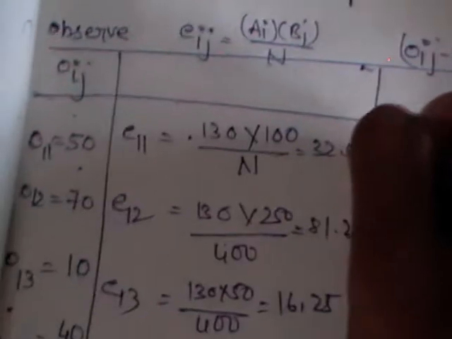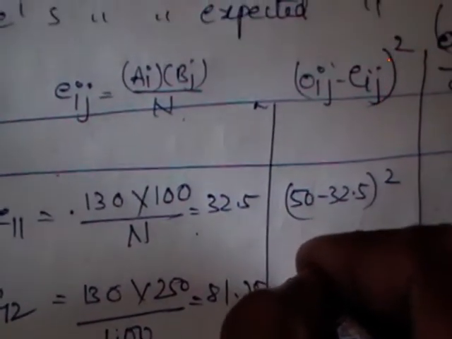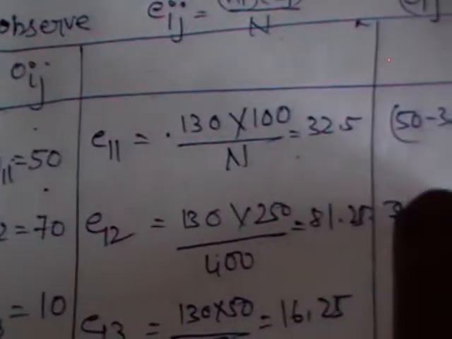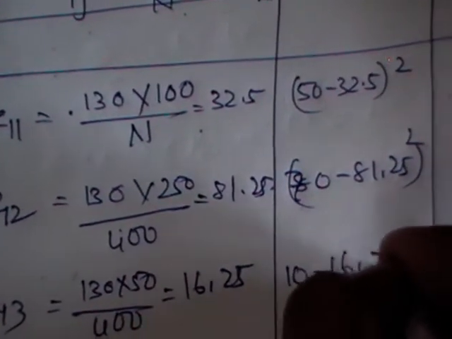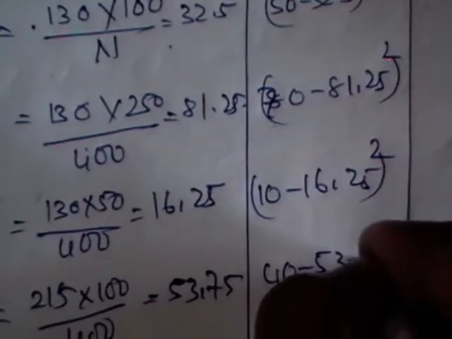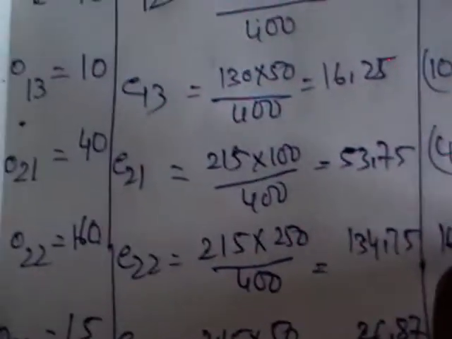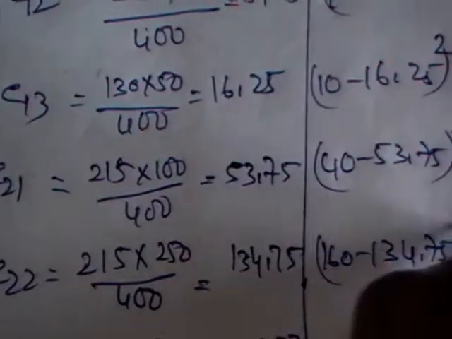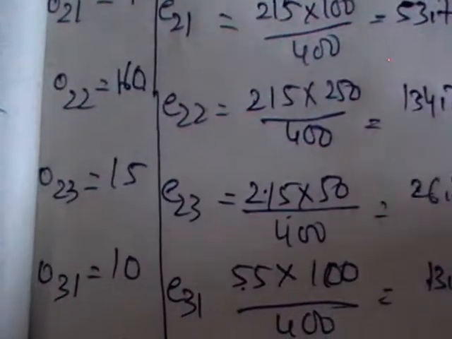Then what is the next step? Oij minus Eij whole square: 50 minus 32.5 whole square. Next one, 70 minus 81.25 whole square. 10 minus 16.25 whole square. 40 minus 53.75 whole square. So you fill this column: 160 minus 134.75 whole square. 15 minus 26.87 whole square.